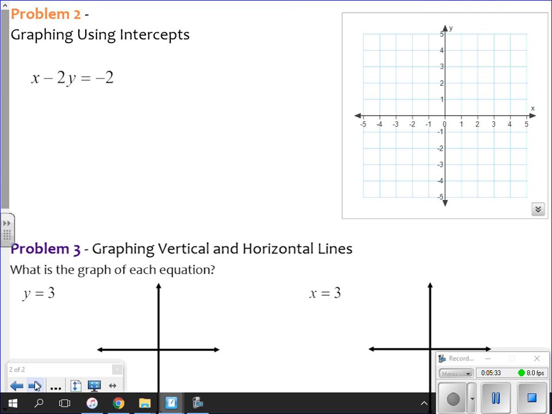Okay, now we're going to do the same thing, but we're going to graph. We're going to use that to graph. So, same process. I need to find the intercepts. First one, let y equal 0. If I cover up the negative 2y, what do I get? And look, I don't have to do anything to solve this. This is my x-intercept all by itself. So I go over to the x-axis and put a dot on negative 2.